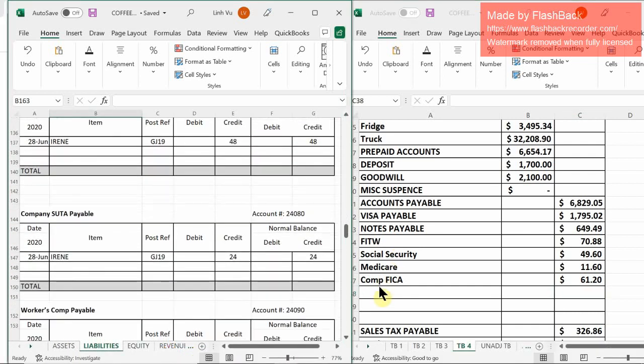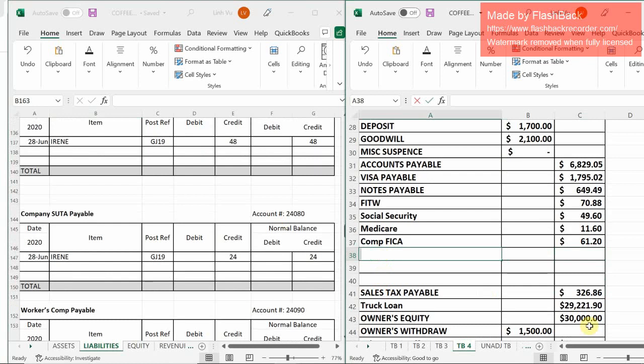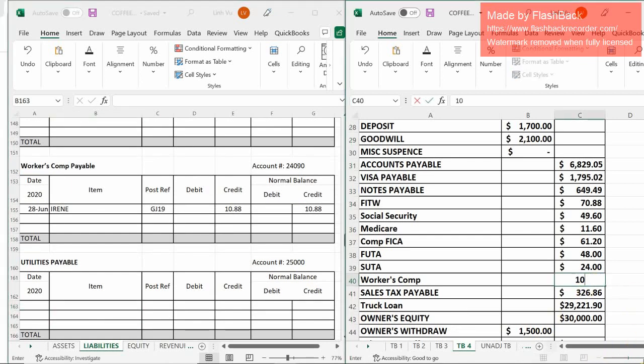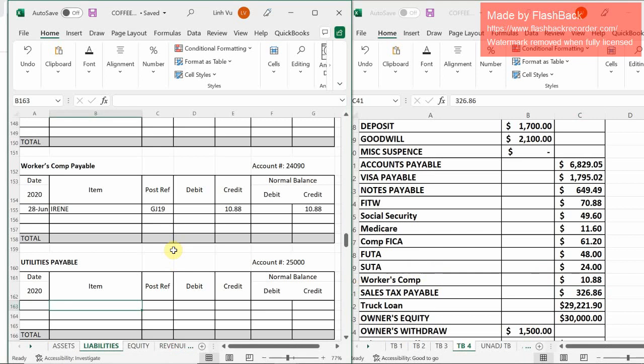We got FUTA. Okay, so I'm going to put FUTA. We have SUTA and workers' comp. Okay. So FUTA was $48, SUTA was $24, and workers' comp was $10.88 on the credit side. Okay. Let's see what's after that.